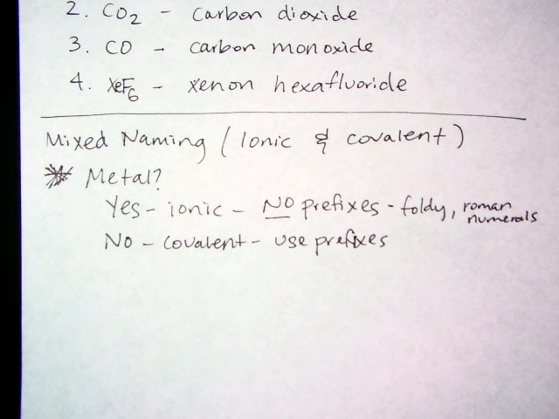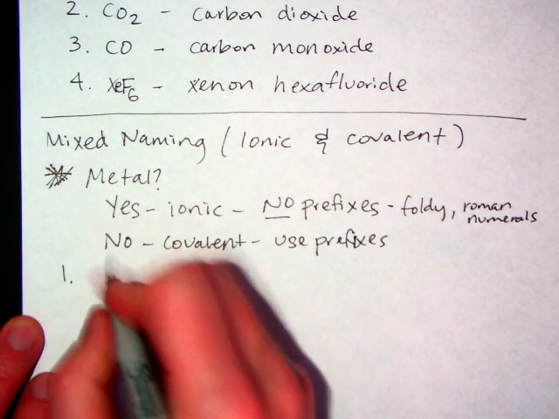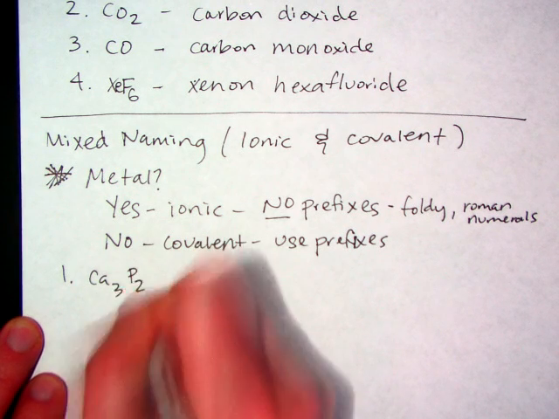So I'm going to write 3 mixed ones down, and then we're going to look at them together and see if we can name them. So I'm doing that right now. So what's happening?